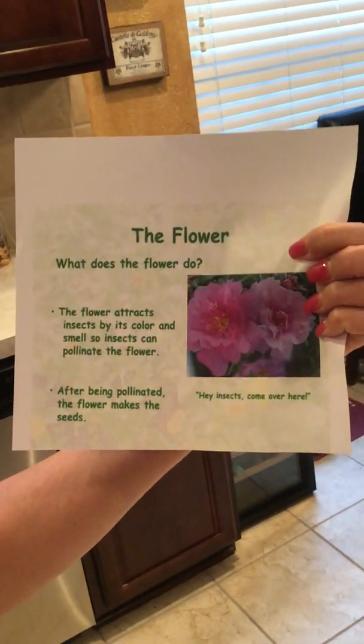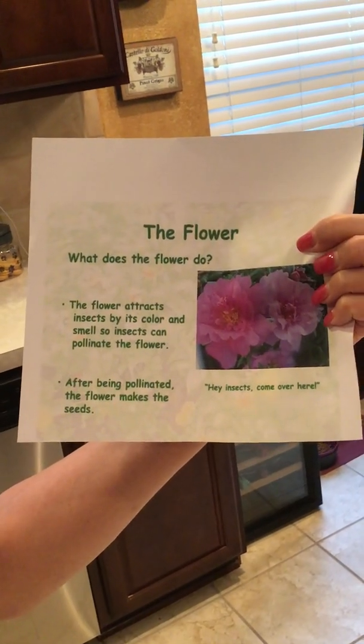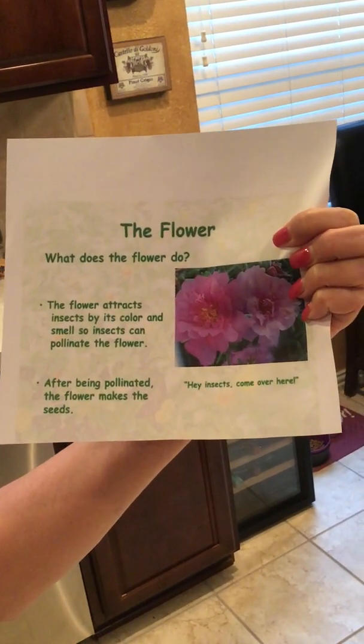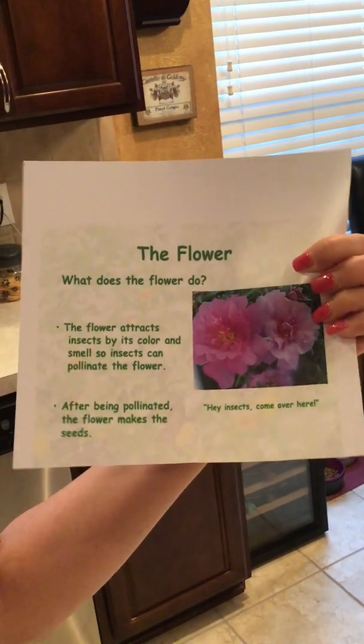And that takes us to our flowers. What does the flower do? The flower attracts insects by its color, and it needs the insects to pollinate the flowers. After being pollinated, the flower makes more seeds, and that's how the process continues over.